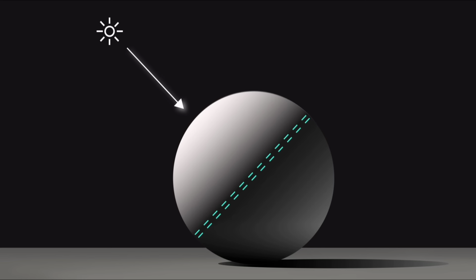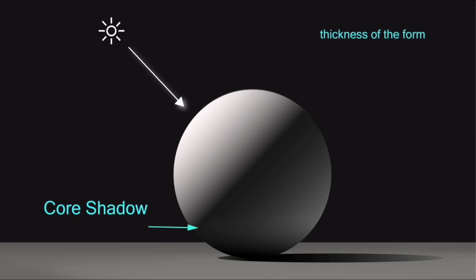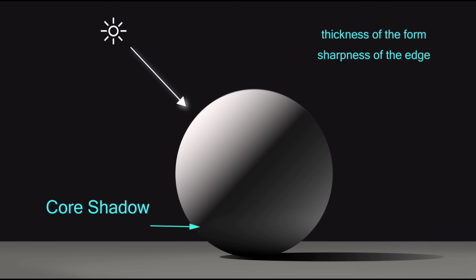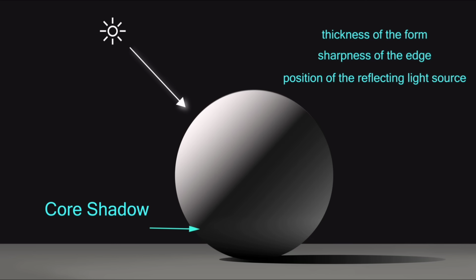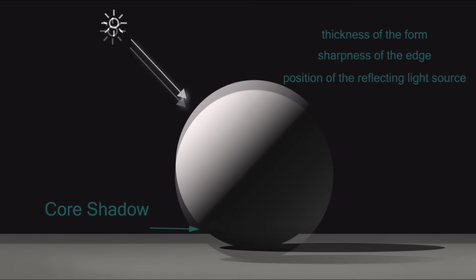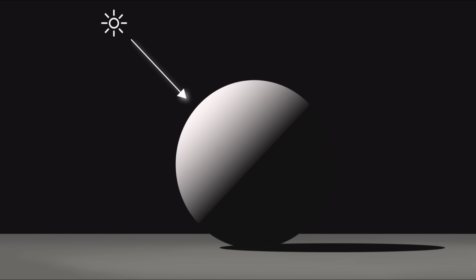The thickness and softness of the core shadow can vary quite a bit. It depends on the thickness of the form, how sharp the edge is between the planes of light and dark, or the angle and position of the reflecting light source. Sometimes you won't see the core shadow at all.